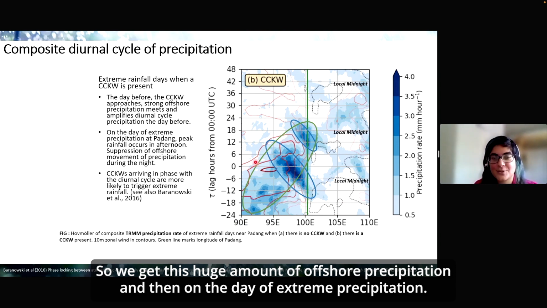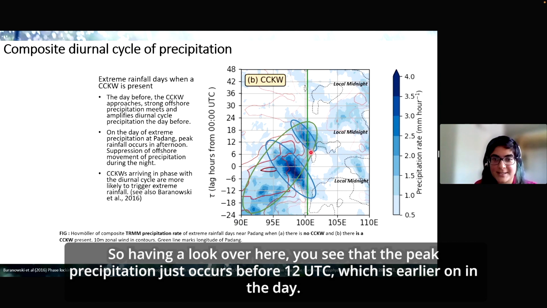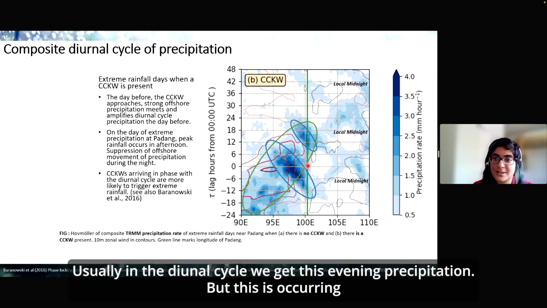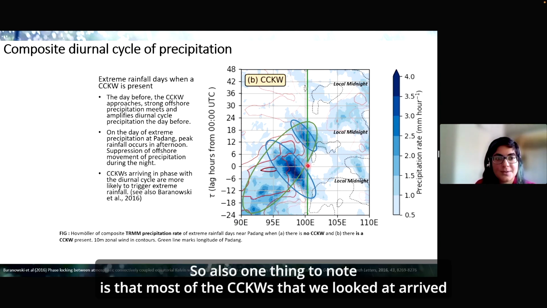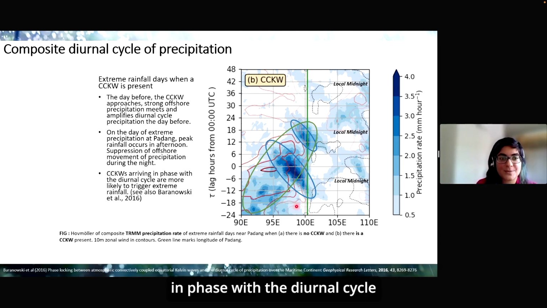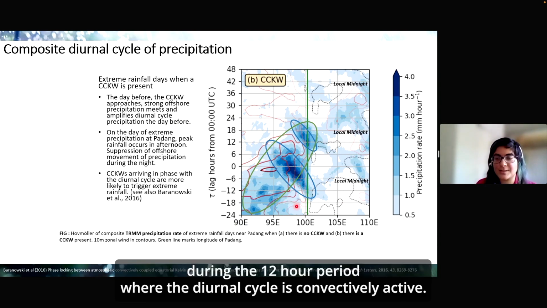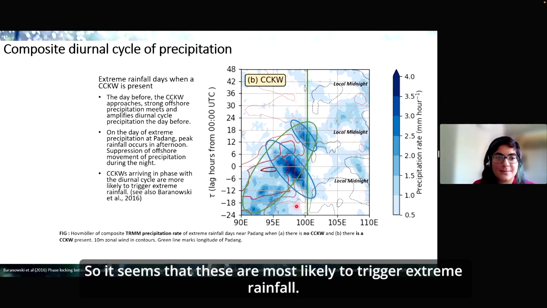And then on the day of extreme precipitation, you see that the peak precipitation just occurs before 12 UTC, which is earlier on in the day. Usually in the diurnal cycle, we get this evening precipitation, but this is occurring earlier on in the afternoon. Also, one thing to note is that most of the CCKWs that we looked at arrived in phase with the diurnal cycle during the 12-hour period where the diurnal cycle is convectively active. So it seems that these are most likely to trigger extreme rainfall.